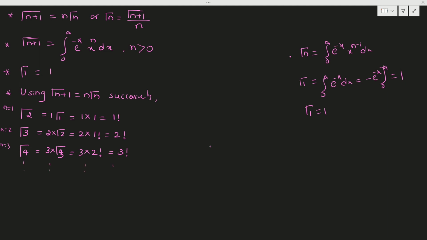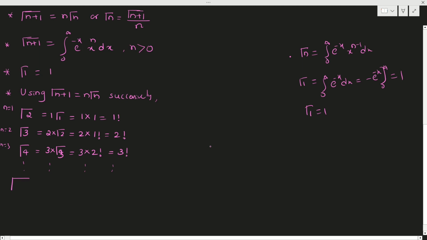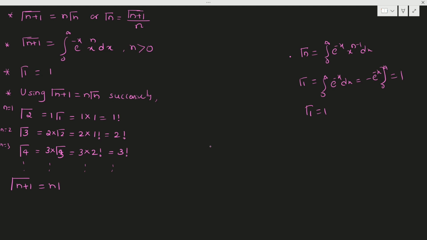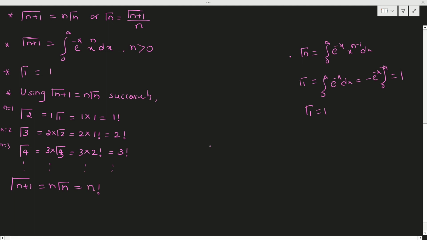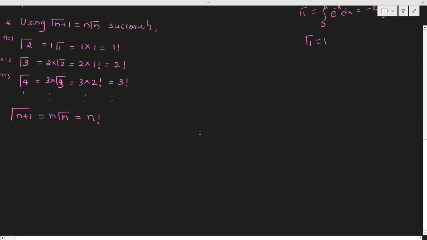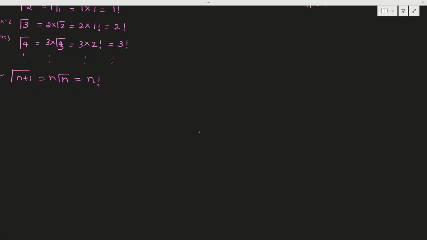Likewise, you can write gamma n plus 1 as n factorial. So gamma n plus 1 equal to n into gamma n is equal to n factorial. So all these three are equal.